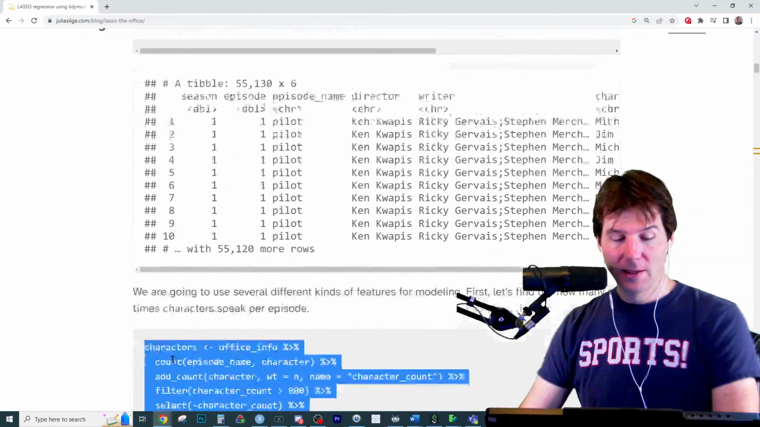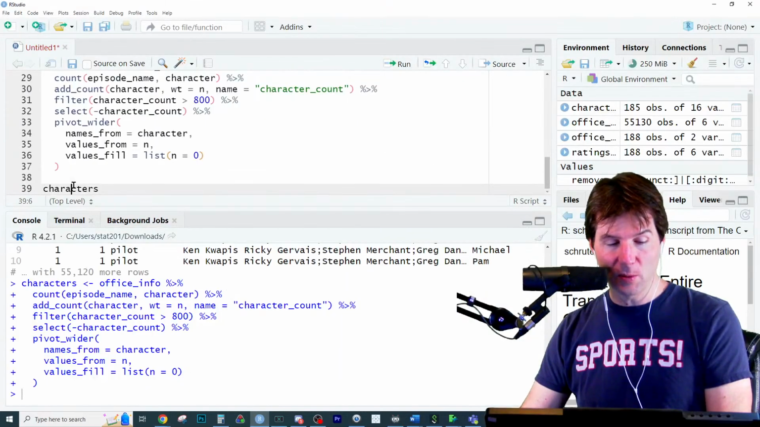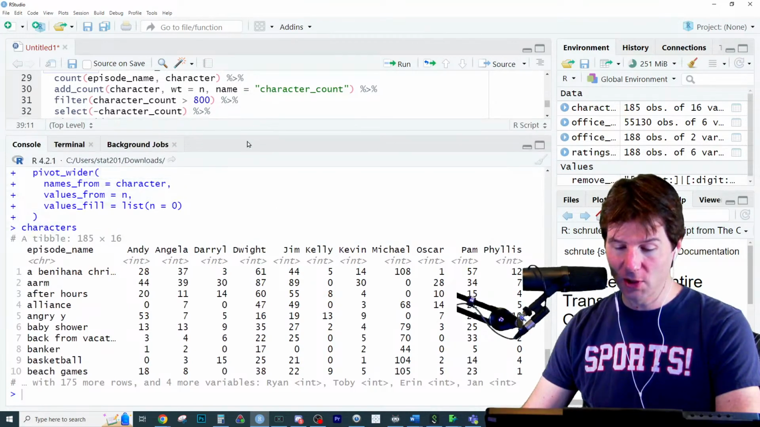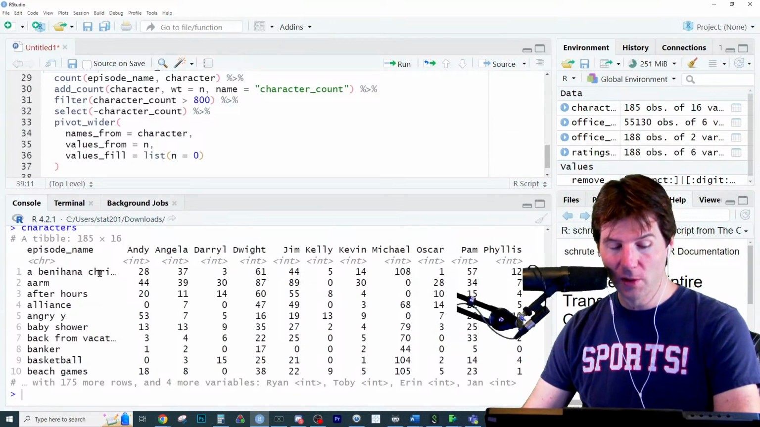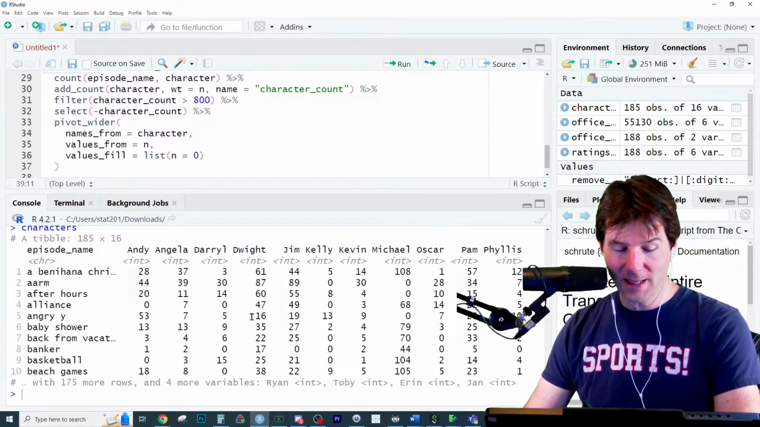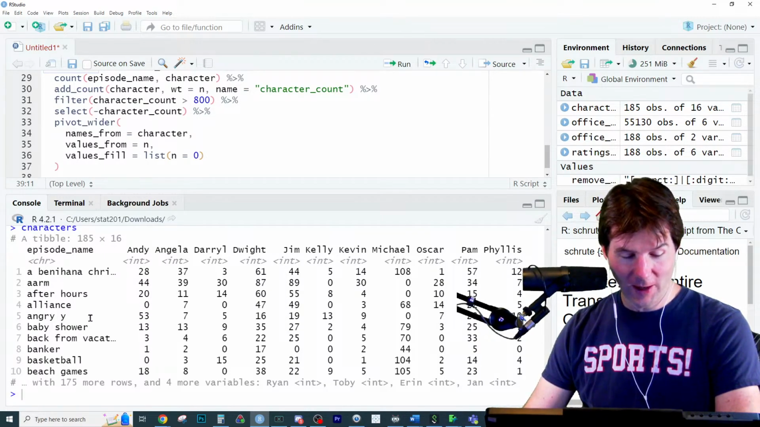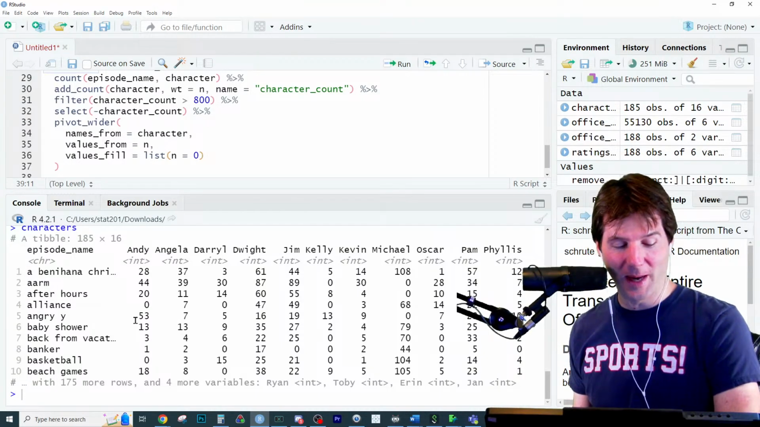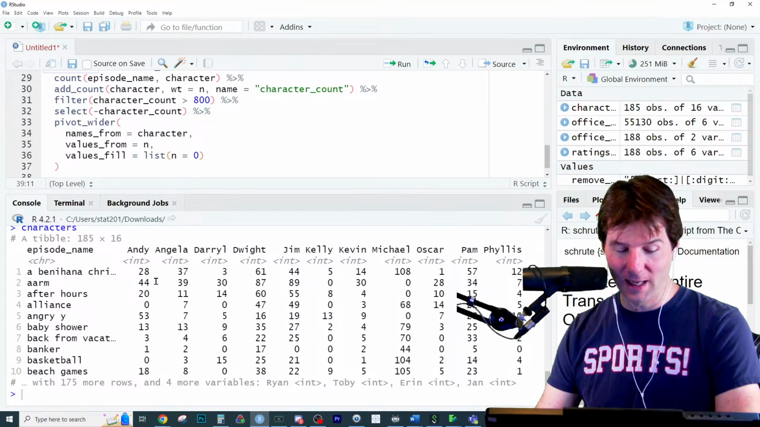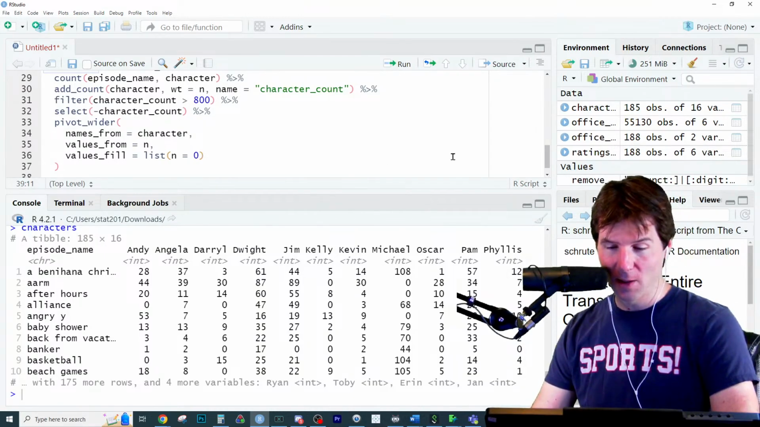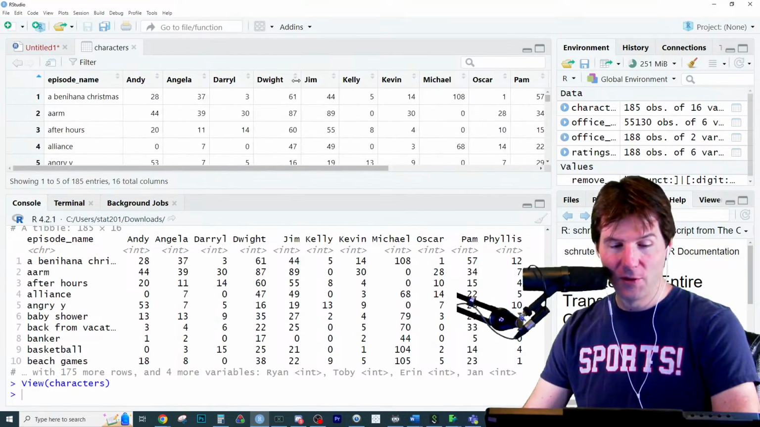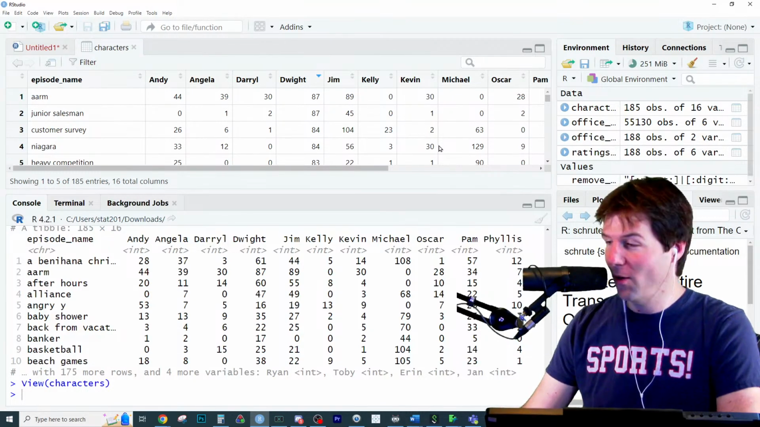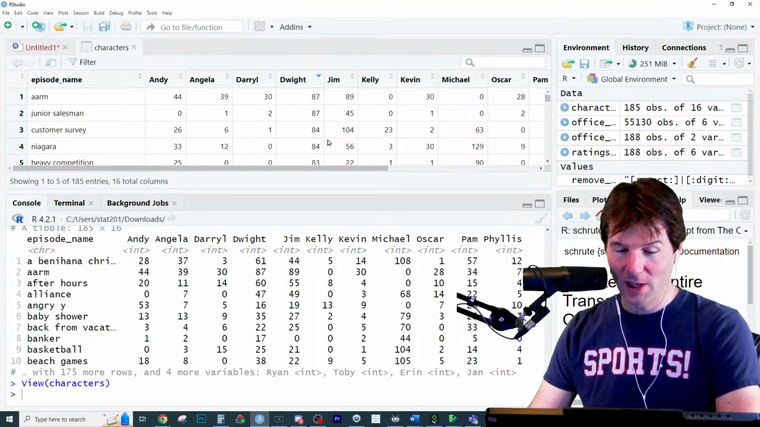Now what's so cool is we literally have right here a count of how many times characters speak per episode. Here are the episode names, and here's how many times. Look at this, Angry Y, who's that? Oh, that's the name of the episode, Angry Y. Back from vacation, you can see who speaks, like Andy. You can even sort this table, which is really cool. If you want to see a Dwight episode, your best Dwight episodes are going to be AARM, our junior salesman.